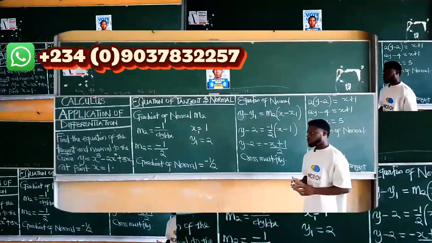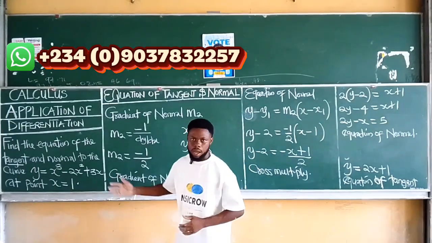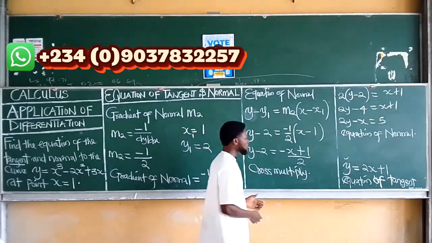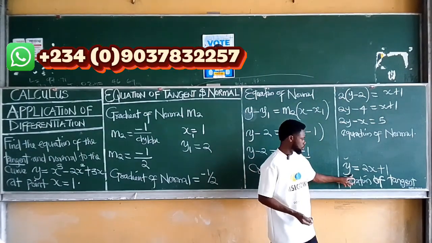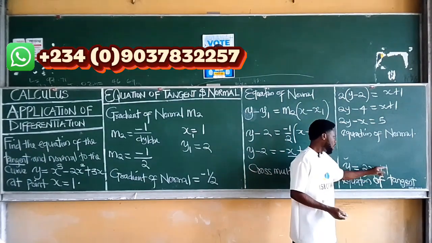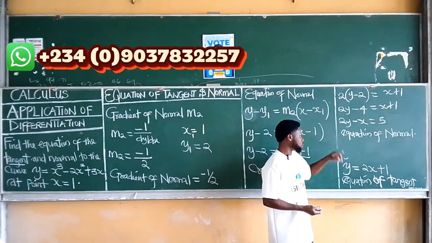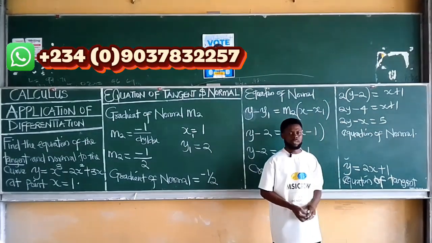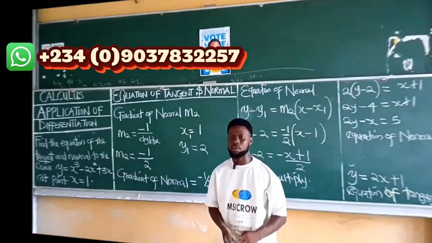So the question was, find the equation of the normal and tangent to the curve of this function at the point where x is equal to 1. The equation of the tangent is given as y is equal to 2x plus 1, and the equation of the normal to the curve is equal to 2y minus x is equal to 5, respectively. And that becomes the final result. Now let's consider another example.